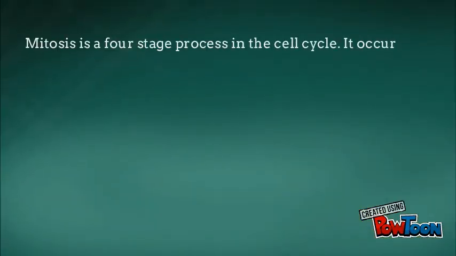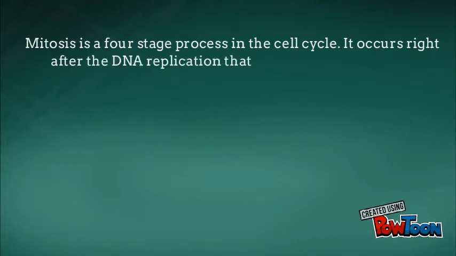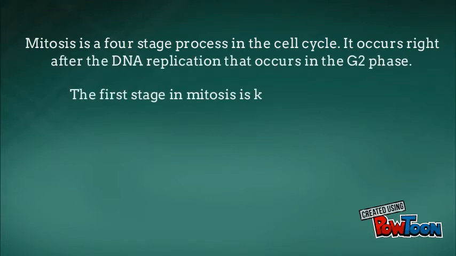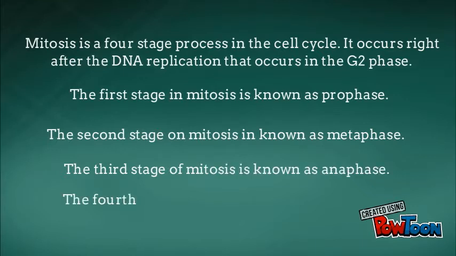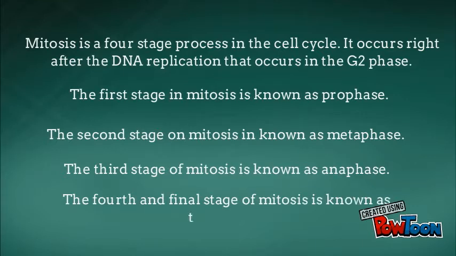Mitosis is a four-stage process in the cell cycle. It occurs right after the DNA replication that occurs in the G2 phase. The first stage in mitosis is known as prophase. The second stage of mitosis is known as metaphase. The third is known as anaphase, and the final stage in mitosis is known as telophase.